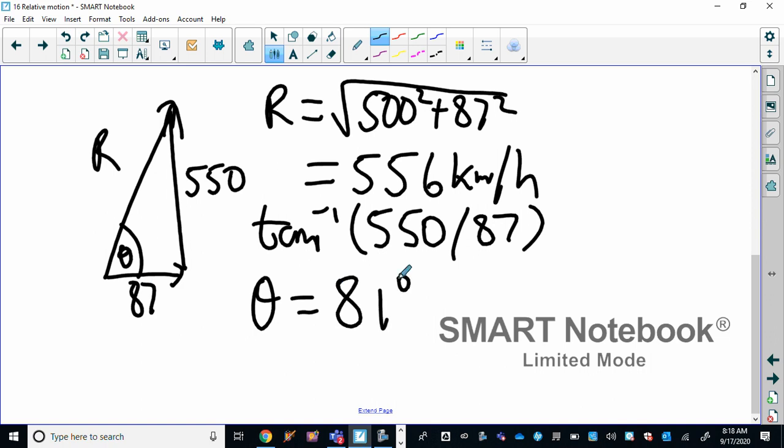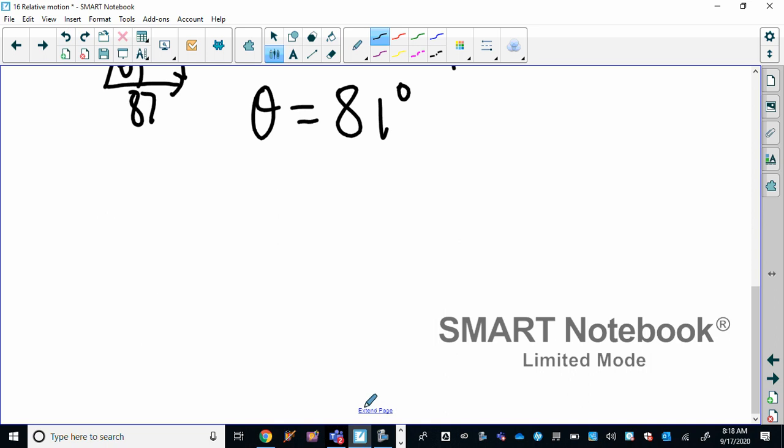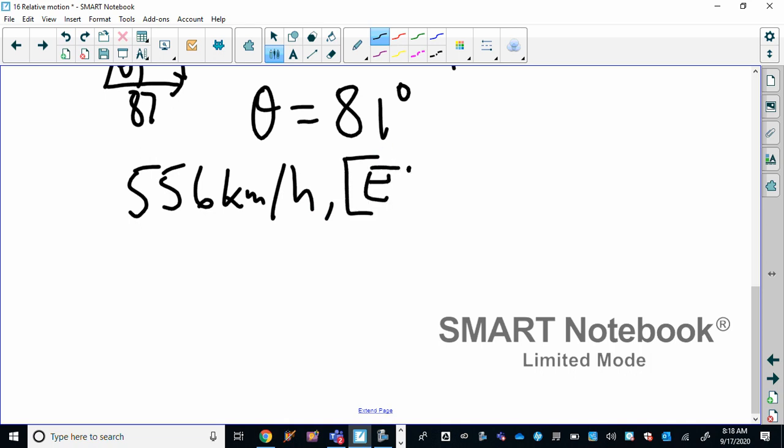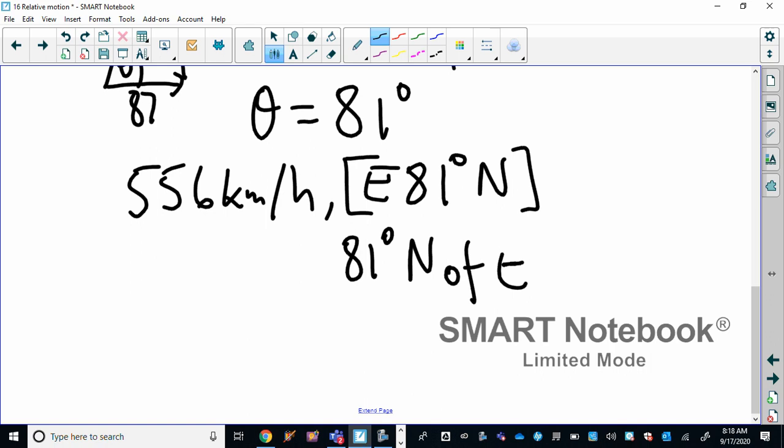81 degrees. And so my final answer to this question is, in order to get 500 kilometers per hour north, I have to fly at 556 kilometers per hour, east, 81 degrees north, or 81 degrees north of east. Which makes sense. The wind is blowing in a southwest direction, so I'm going to have to fly in the opposite direction. The opposite of southwest is northeast to counteract that wind.